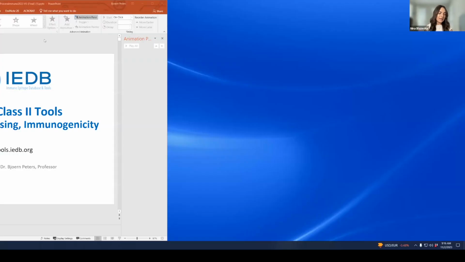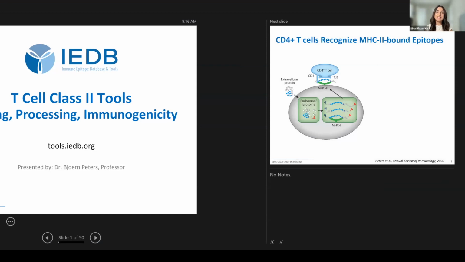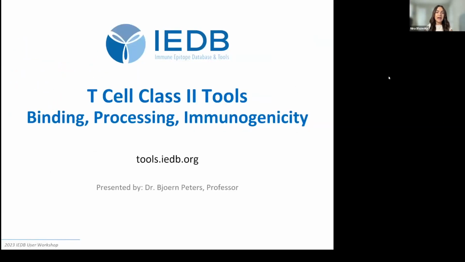But now we'll change tack a little bit, and we're going back to the analysis resource to look at the T-cell class 2 tools, which aren't available yet, as you saw in the next generation. So we'll look at our existing analysis resource. That will include binding, processing, and immunogenicity. So with that, I'd like to reintroduce Bjoern again to present T-cell class 2 tools.